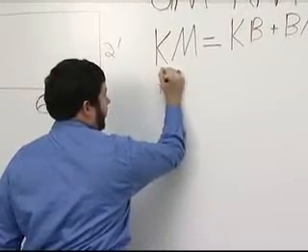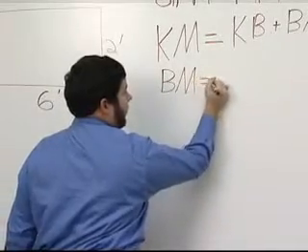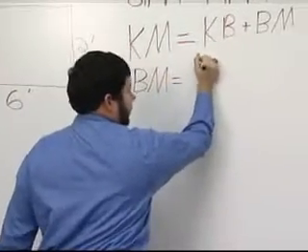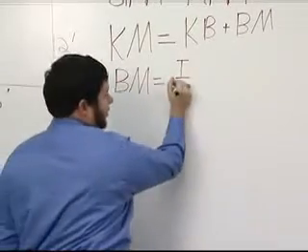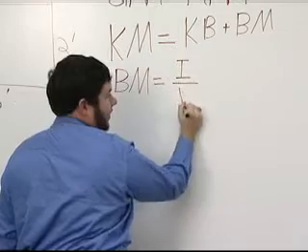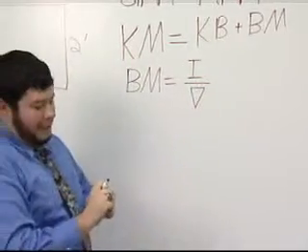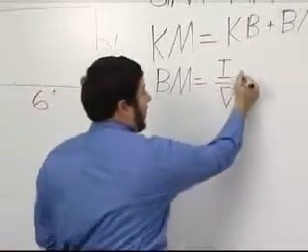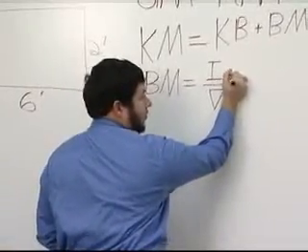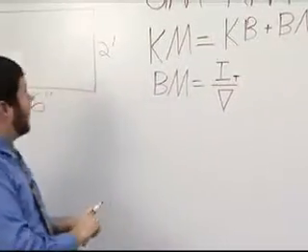Now, BM equals the moment of inertia of the water plane divided by the displaced volume. And if we were calculating GMT, which we are in this example, the moment of inertia about the water plane would be the transverse moment of inertia of the water plane.